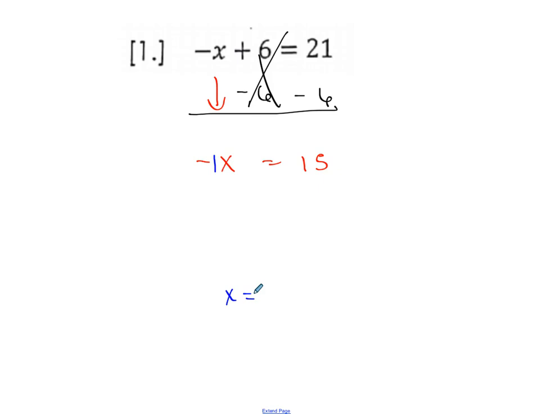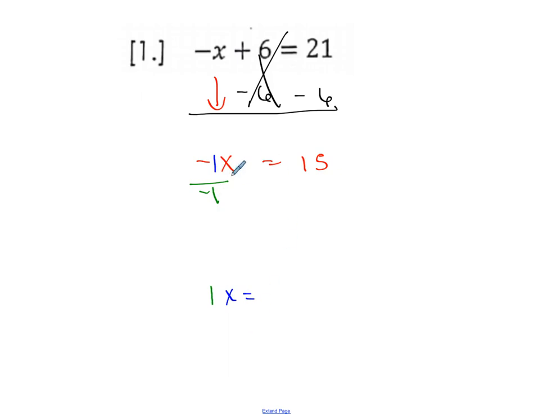I don't want negative x equals 15. I want just 1x. What's the coefficient here? Not 1, but negative 1. I always want the coefficient to be 1. If your coefficient is not 1, you can turn any coefficient into 1 by doing what? Divide negative 1 by negative 1 in this case, or divide whatever the coefficient is by itself. So if I divide this by negative 1, negative 1 divided by negative 1 is 1, which is what I want.